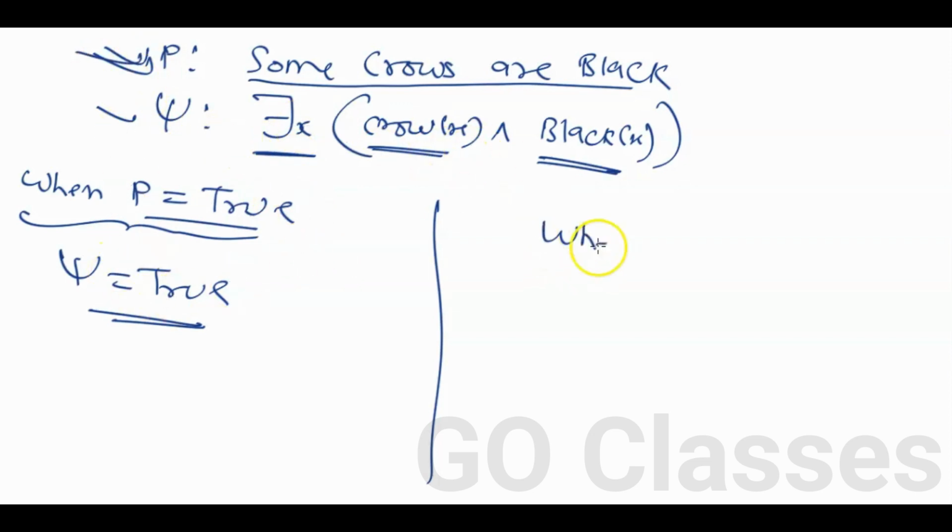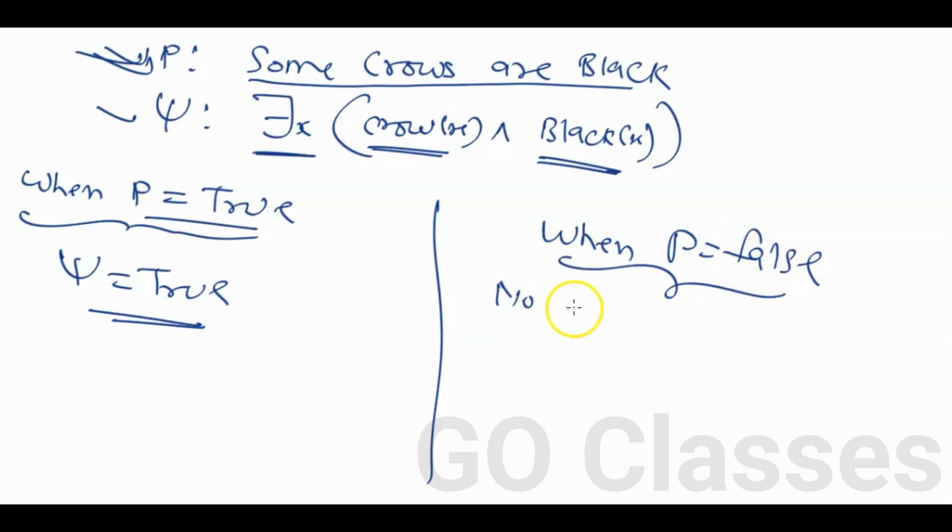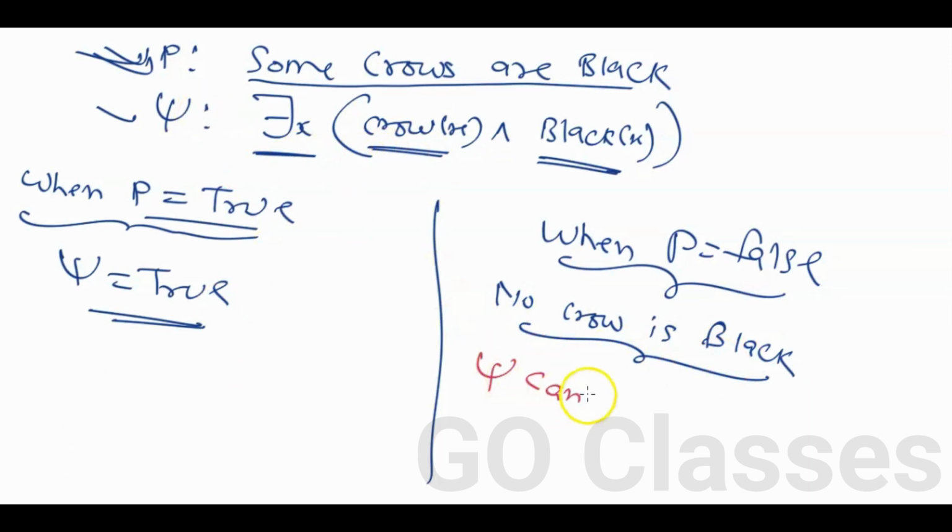Now let's see when P is false. When P is false, it means no crow is black. Okay. So if no crow is black, you can notice that you cannot make psi true. So psi cannot be true. Why? How can you make psi true? Tell me.